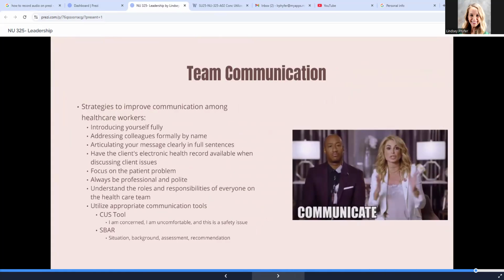So now let's talk about team communication. And you see right here, communicate effectively. And remember, effective communication is something that may look different based on who you're communicating with. You may have to utilize a variety of different communication techniques based on who it is that you're talking to.